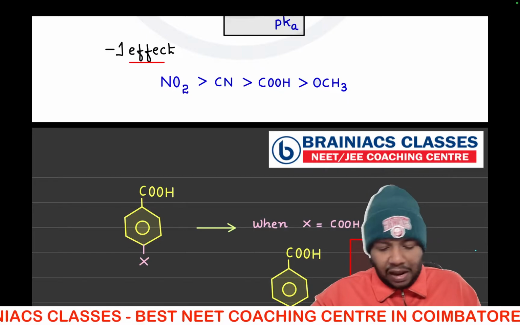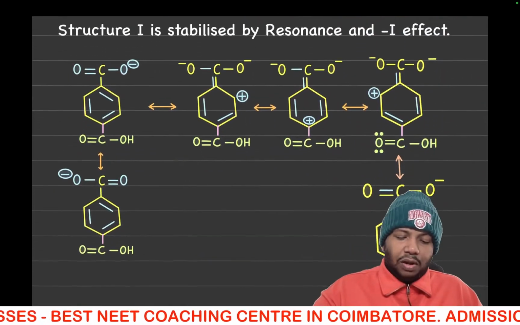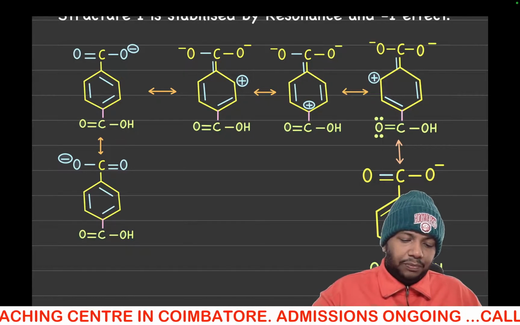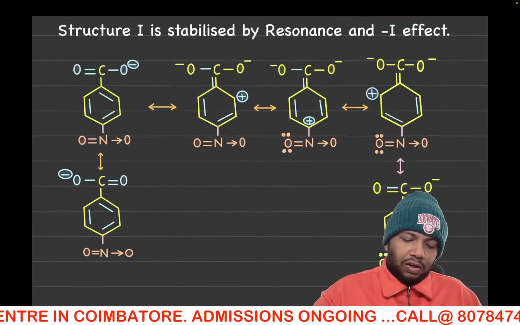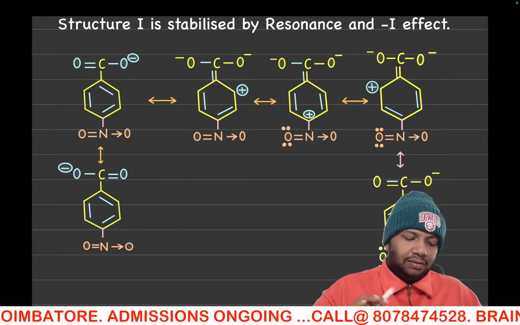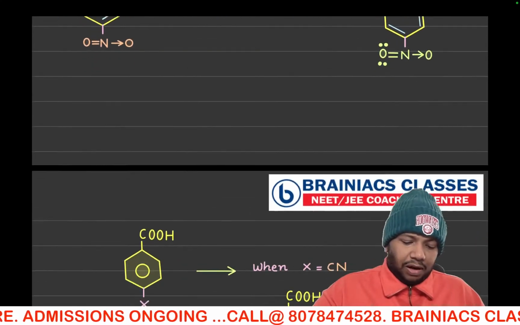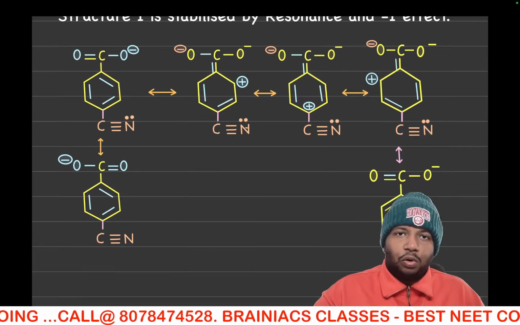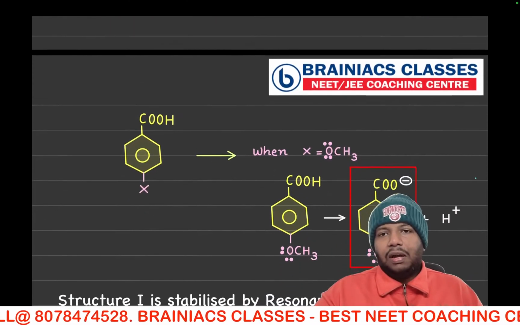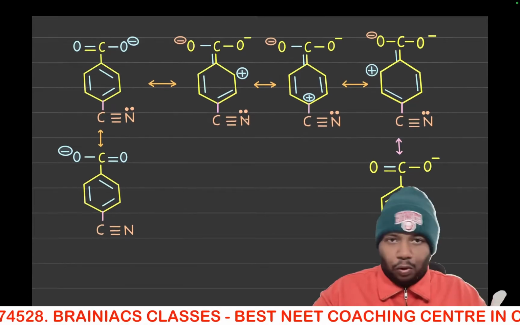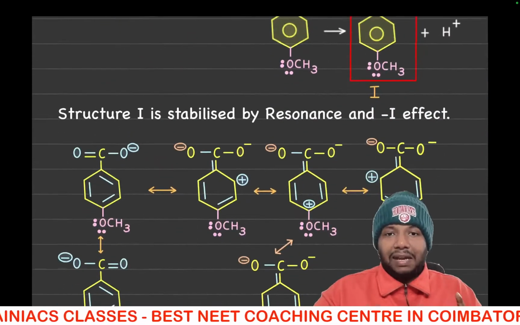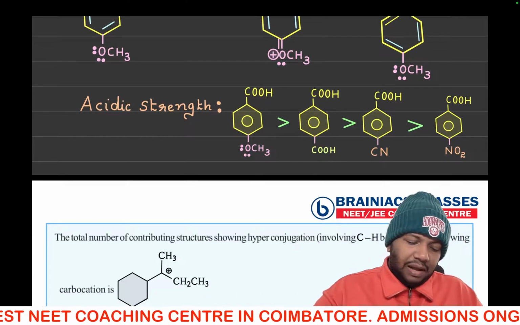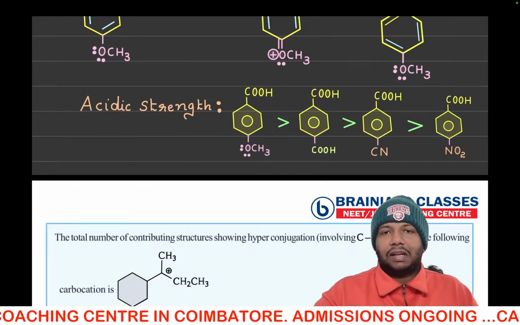But if you need more analysis of what is happening there, you can see these resonating structures and see how the resonance is affecting this one. When the NO2 group is connected here, what it is trying to do, all these things you can see here. I have tried to put all the resonating structures and make you understand how the resonance looks here. But resonance is common across all the compounds, that's why we are taking the minus I effect and taking a decision. So this is the comparative acidic strength in this particular case.